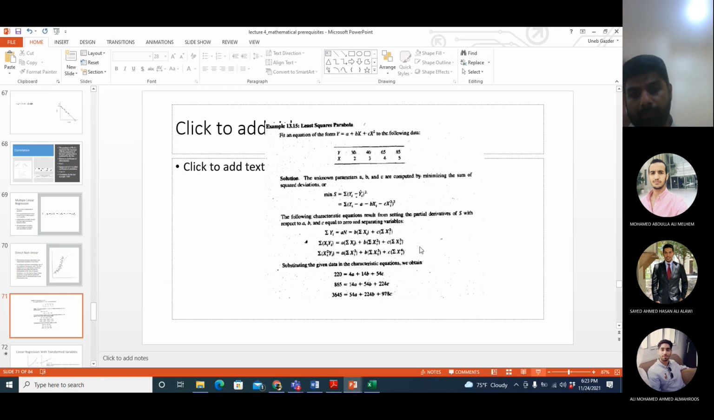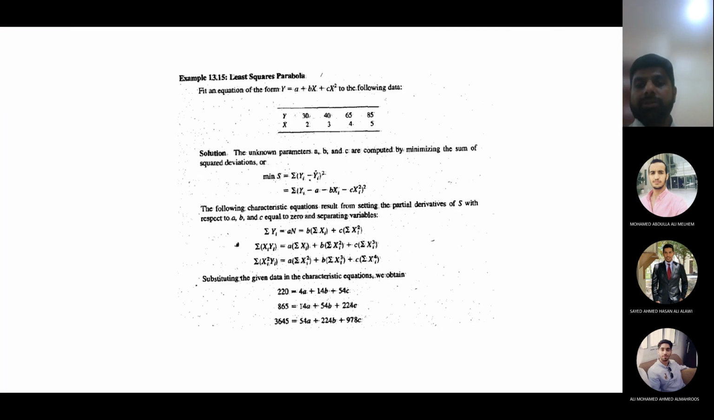Again, the method which we are going to use is least squares, the method of least squares. So I want a value of a, b, and c. My y values are these, my x values are these. I am trying to minimize S. What is S? Summation of (y minus y cap) squared.